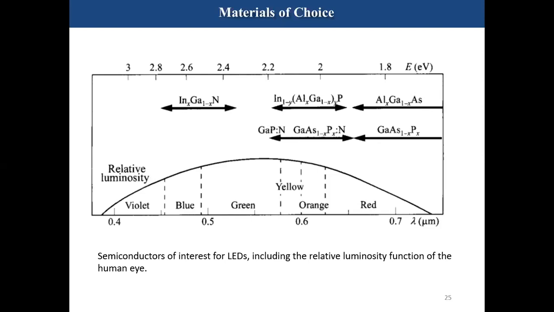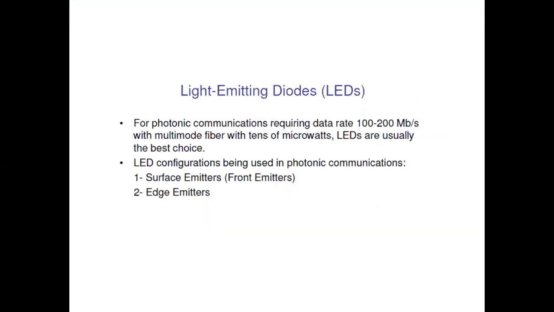While we think about the materials, as we mentioned before, it depends on the wavelength, that is the color we want. So various of these materials do have a particular wavelength that they target for LED. For photonic communication requiring data rates of 100 to 200 Mb per second, with multimode fibers with tens of microns, LEDs are usually the best choice. The LED configurations are being used for photonic communications also. Now, we also need to think about the design aspect of these LEDs, which could be a surface emitter or edge emitter.